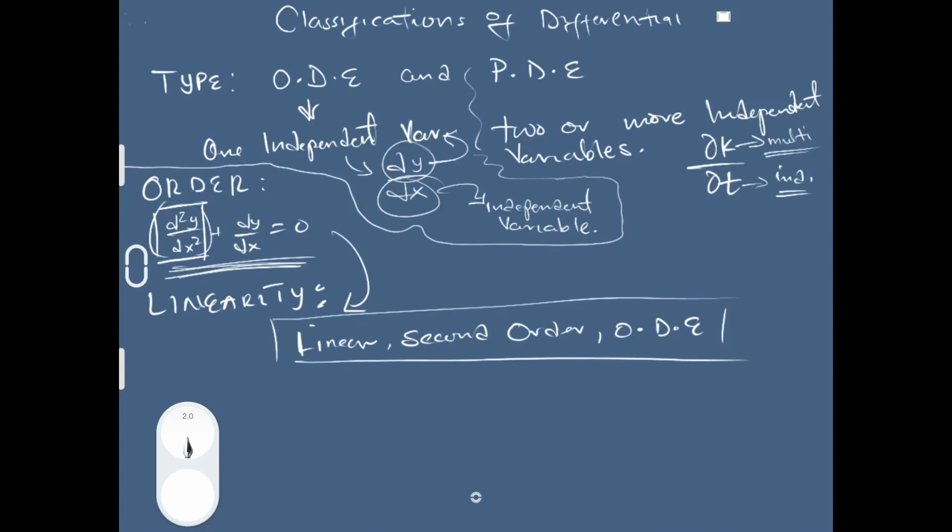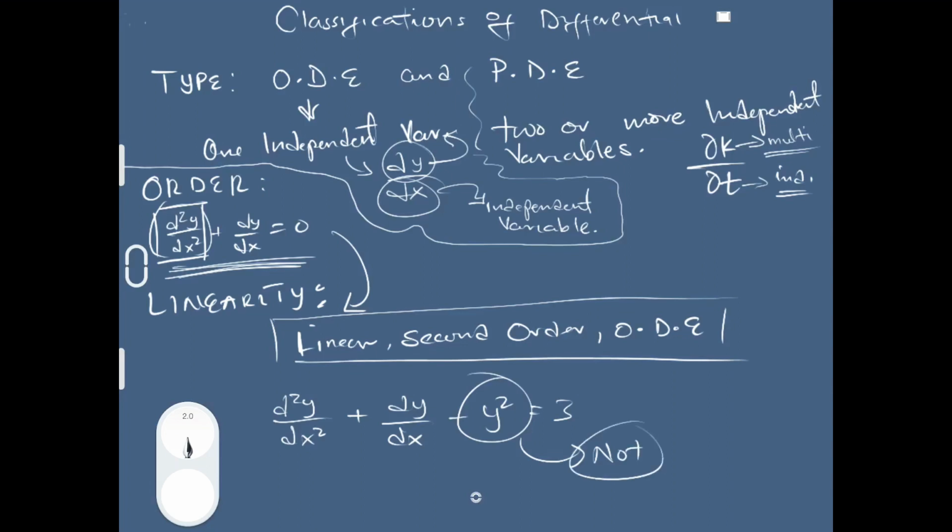So if for some reason we have something like d2y dx squared plus dy dx minus y squared equals 3, this is not linear because the function is not linear. So this is not a linear differential equation. It's all about notations. But this is pretty much it for the introduction to differential equations.